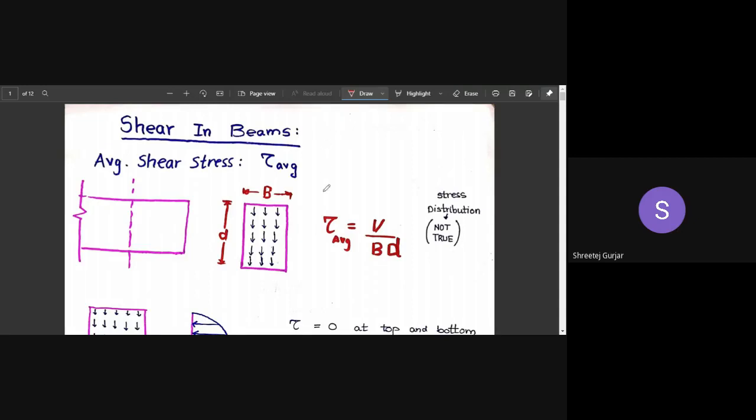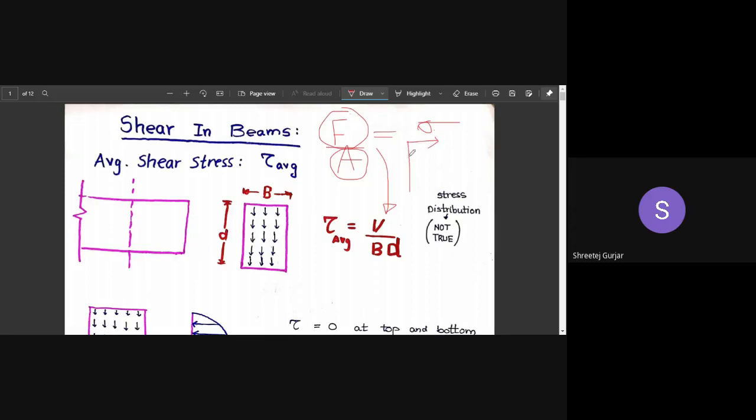So, average stress. Like we calculate the normal stress, right? Normal stress is F by A, so sigma is the force that is coming there divided by the area of the cross section, that is B into D, right? It is similar to what I have written over here. The force that we take over here, we assume it is distributed equally for normal stress, and it is true for normal stress.